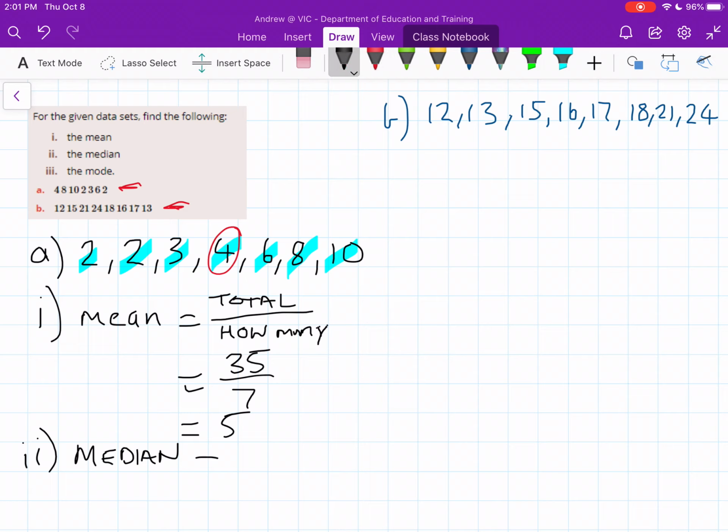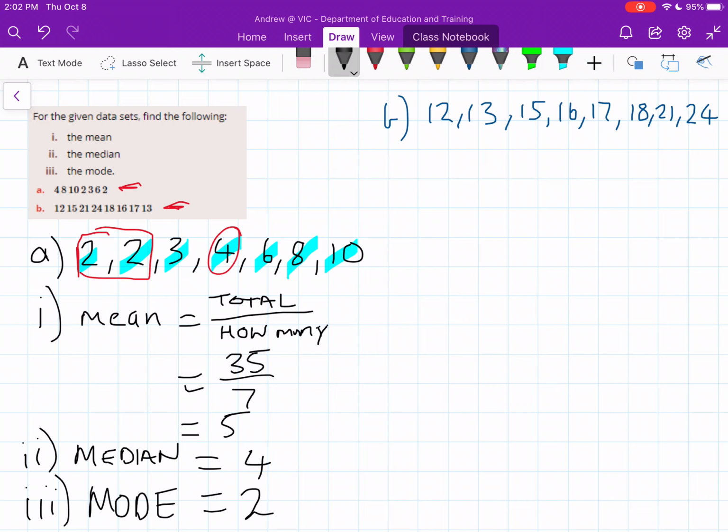So our median is equal to 4, and the mode is just the most common number. You'll see here the most common number is 2, as we've got 2 2s and nothing else has multiples. So our mode is 2. And that's how you find these.